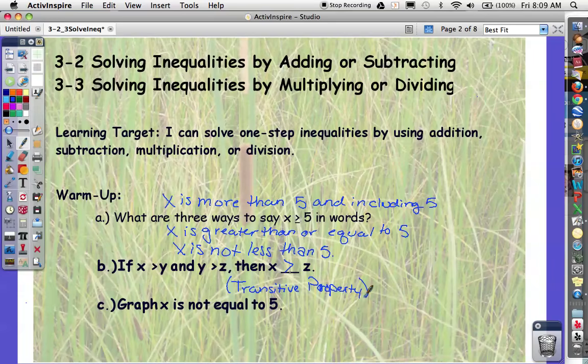And for graph x is not equal to 5, hopefully you have a number line. We want to show that it can be any number except for 5. So I leave 5 open, and you can shade both ways on your graph. And if you want to shade above the line or on the line, I don't have a preference. I know some of you were taught different ways in the past. Whether you shade above the line or on the line, both are fine to me.